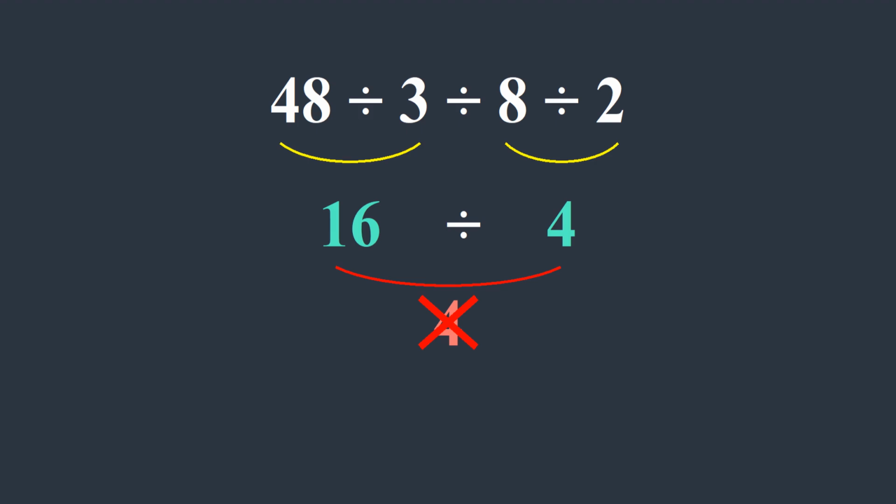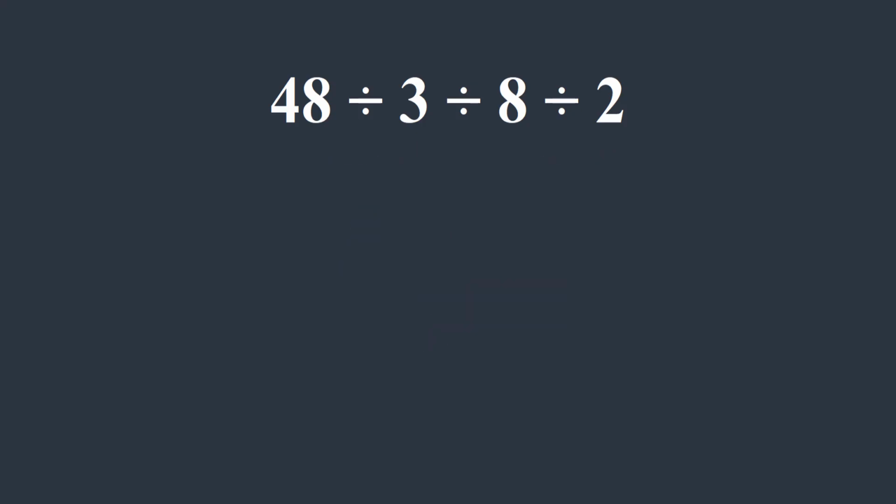So here first we have to do this division, then this division, and finally this division. If we do this division before this division, it's wrong. So first we have to do this division. 48 divided by 3 gives us 16. So 16 divided by 8 divided by 2.